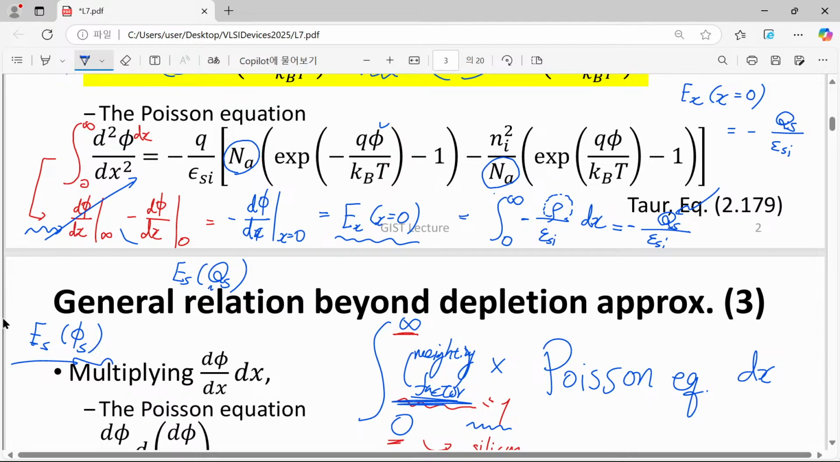So if we can express Qs in terms of phi s by some means, then we will be very happy, but it's not that easy. That's the reason why what we wanted to do is eventually find out this relation. So we have to try a different weighting factor.